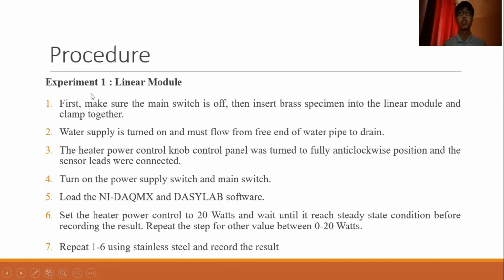For the procedure of the first experiment, the linear module, first we need to make sure that the main switch is off. Then we insert the brass specimen into the linear module and clamp it together. The water supply is then turned on and it must flow from the free end of the water pipe to the drain. Next, the heater power control knob on the control panel is turned to the fully anti-clockwise position and the sensor leads are connected. Then turn on the power supply switch and the main switch and load the software.